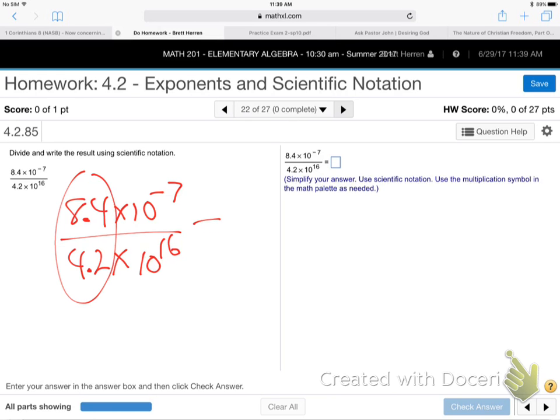So divide the numbers, that's 2 times, now what do you do with the 10 stuff? There's a couple ways you go. You could take the top power minus the bottom and say that's 10 to the minus 23. It's probably the easiest thing to do. Let's do that. Top minus bottom. Is that good? I'll just do that. We're done. Good. Now move on from there.